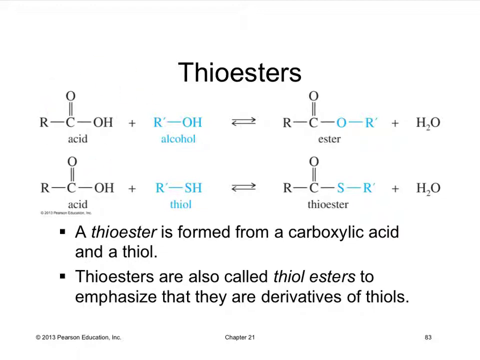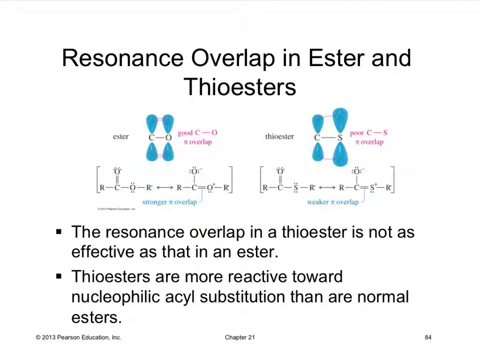Thioesters. So acids and alcohol will form an ester. If you use a thiol instead of an alcohol, the same thing will happen, right? Attack, electrons come up, this gets removed to generate a thioester shown here. In terms of resonance overlap in esters and thioesters, esters have good C-O overlap. However, thioesters have poor C-S overlap because the p orbitals are much larger. As a result, thioesters are more reactive towards nucleophilic acyl substitution than normal esters.